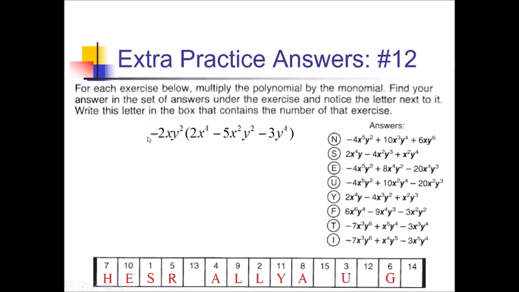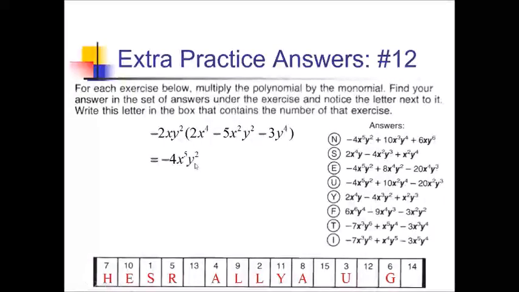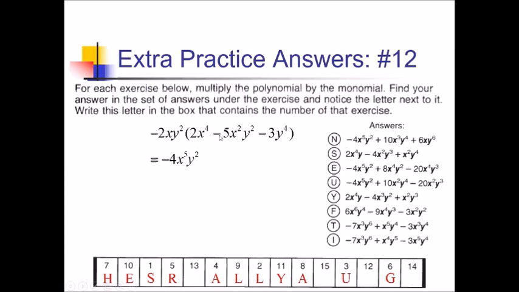On this problem, we have negative 2xy squared getting distributed to everything. So going one at a time here, negative 2 times 2, that's a negative 4. X times x to the 4th is x to the 5th, and then that y squared is still hanging around. Next, negative 2 times negative 5, that's 10. X times x squared, that's x cubed, and then y squared times y squared, 2 plus 2, that's y to the 4th. Finally, negative 2 times negative 3 is 6. The x is still hanging around. And we have y squared times y to the 4th. 2 plus 4 gives me an exponent of y to the 6th.